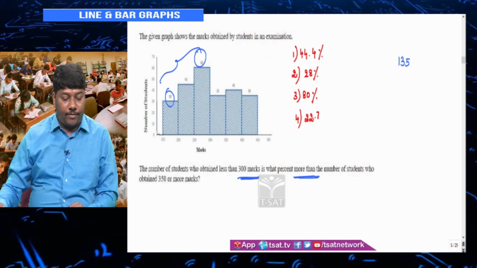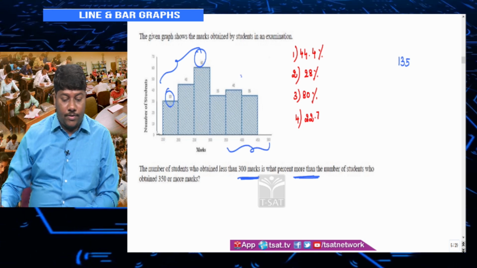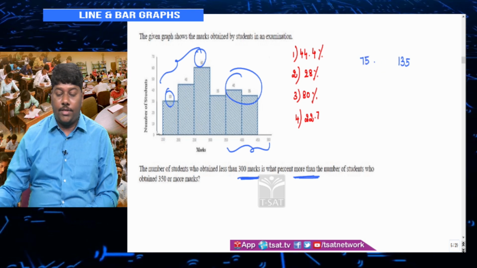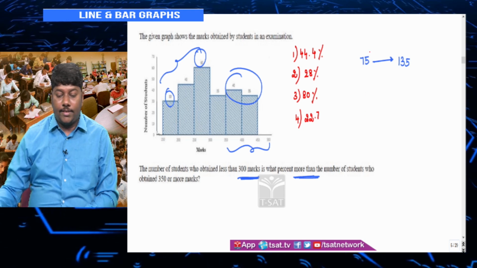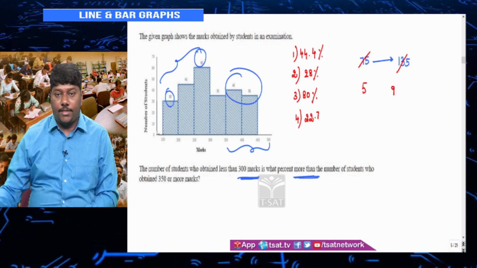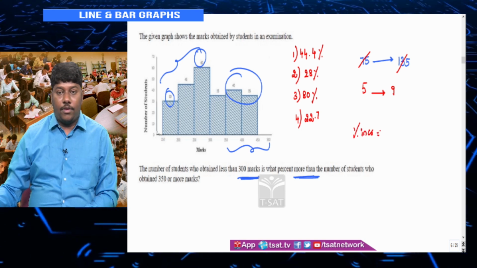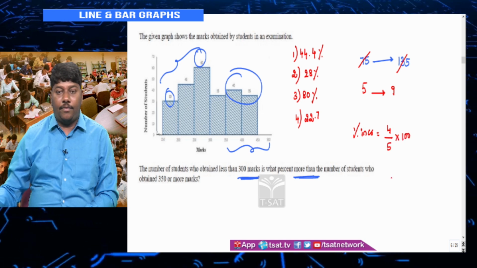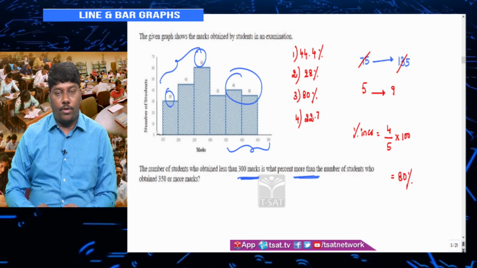So, then 350 or more. 350 or more is the last two bars. That's 40 plus 35, 75. Right? He is asking you percentage increase. Percentage increase, you can cancel it in the 15 table. 15 5s, then 15 9s. Percentage increase means percentage more here. You can say 4 increased upon 5 into 100. 4 by 5 is nothing but 80%. Therefore, it is actually 80% more.